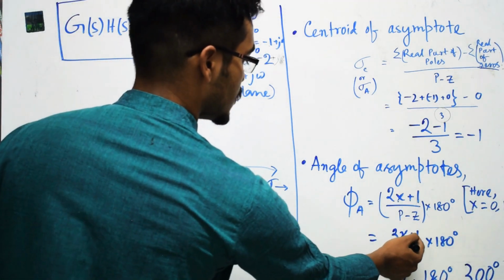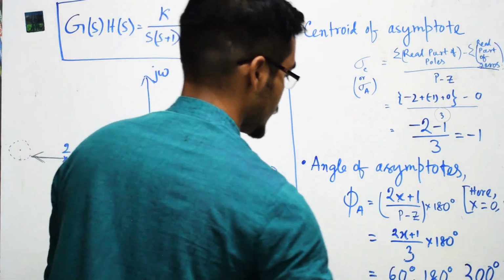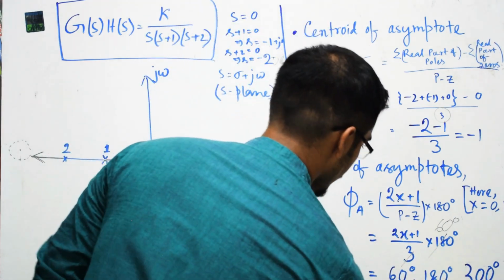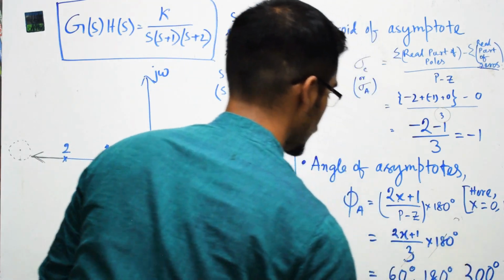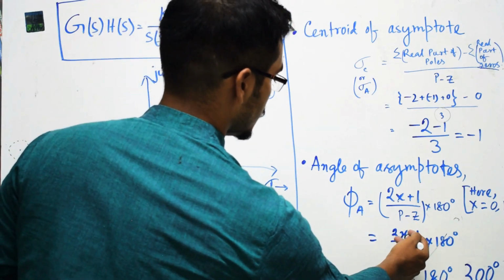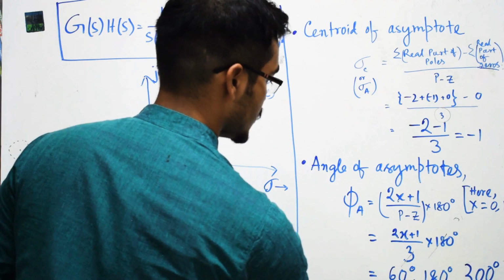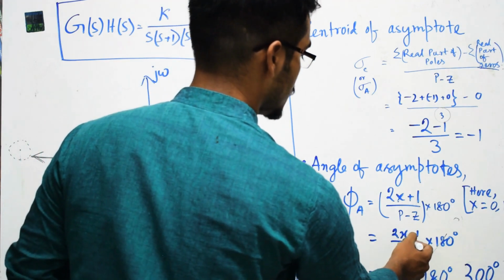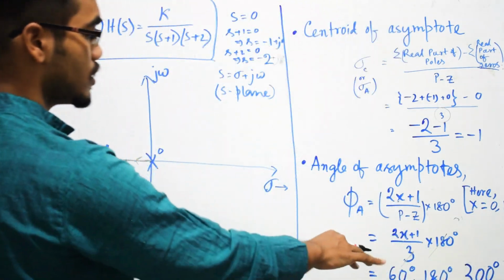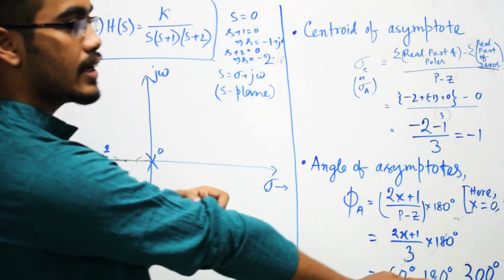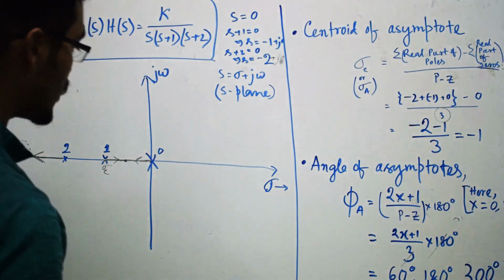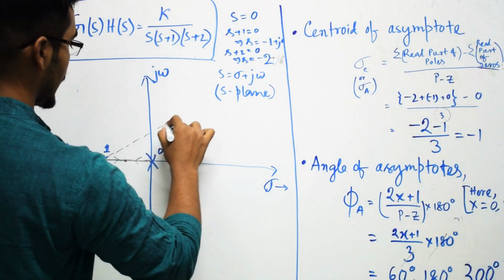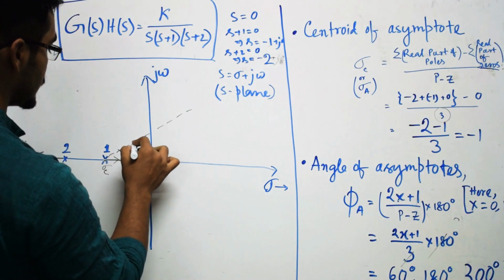If I put 0 in this position, this becomes 60 degree only, right? If I put 1, so 2 into 1 is 2, 2 plus 1 is 3, by 3, the 3 cancels, and the remaining is 180 degree. Just like that, if I put 2, it will be 300 degree. So 3 angles of asymptotes we have found. Now I am drawing it. Let this be one asymptote, let this be 60 degree.